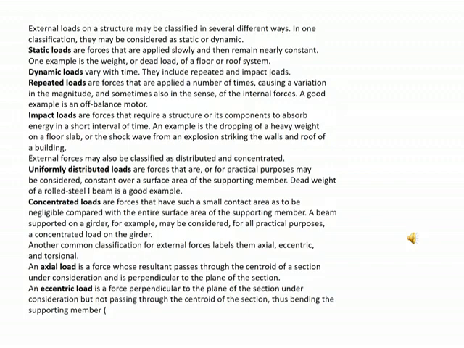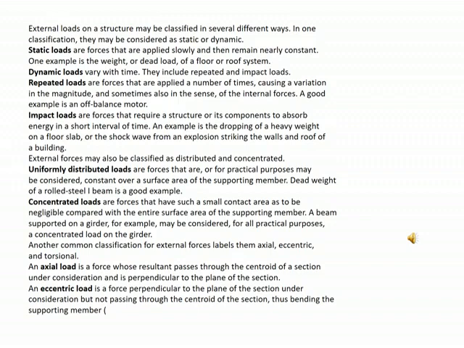Talking about the kind of loads on the building. So there will be external loads. External loads on the structure may be classified in several different ways. In one classification, they may be considered as static or dynamic loads. So all the external loads can be either static or dynamic.